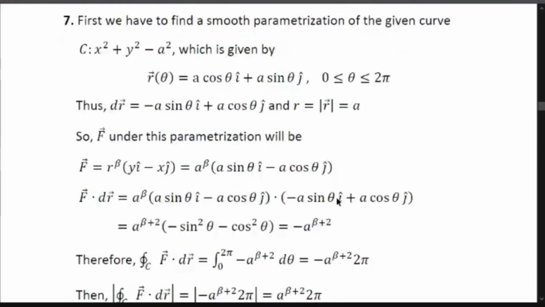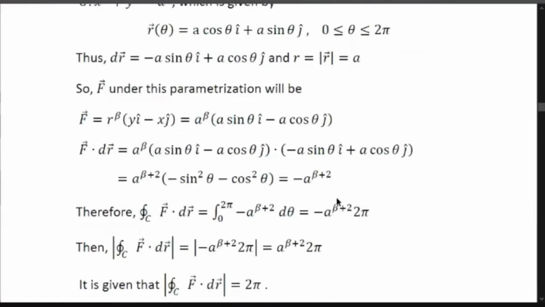Okay, so we have found f under the parameterization. Now you can find f dot dr. F dot dr is a raised to beta times a sin theta dot this, and so on. So that will give you finally a raised to beta plus 2 times minus sin square theta minus cos square theta, which is minus a raised to beta plus 2.